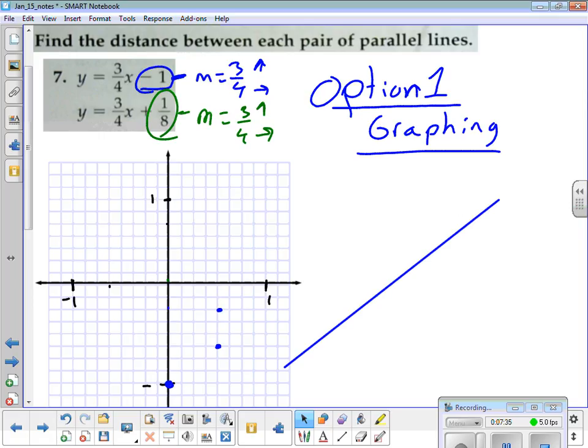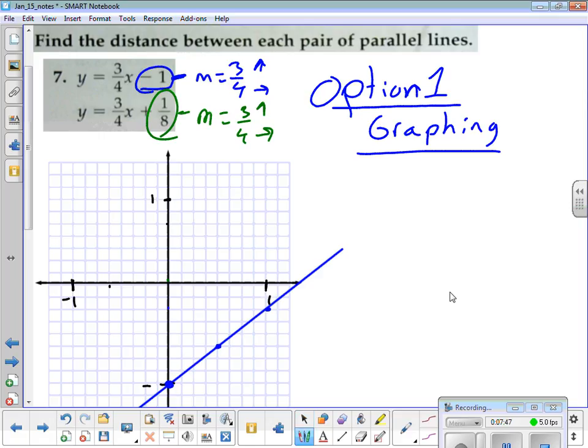1, 2, 3 up, 1, 2, 3, 4 over. That part's going to be the same. I'm just going to do it by 1/8 of a unit instead of 1 full unit. So now I can go ahead and graph the green one here and put it right at 1/8 and go up 1, 2, 3 and over 1, 2, 3, 4 and up 1, 2, 3 over 1, 2, 3, 4. And now I can draw the line again.